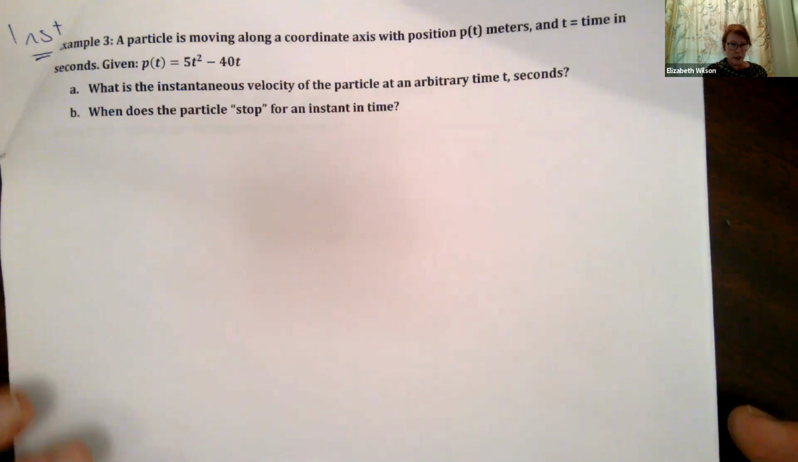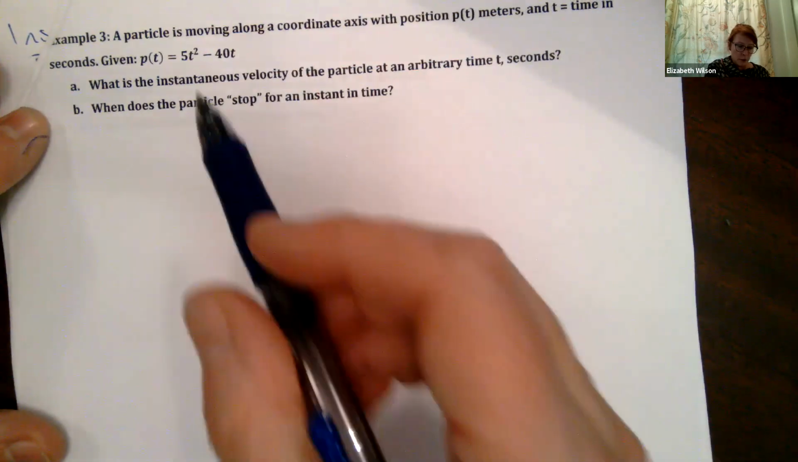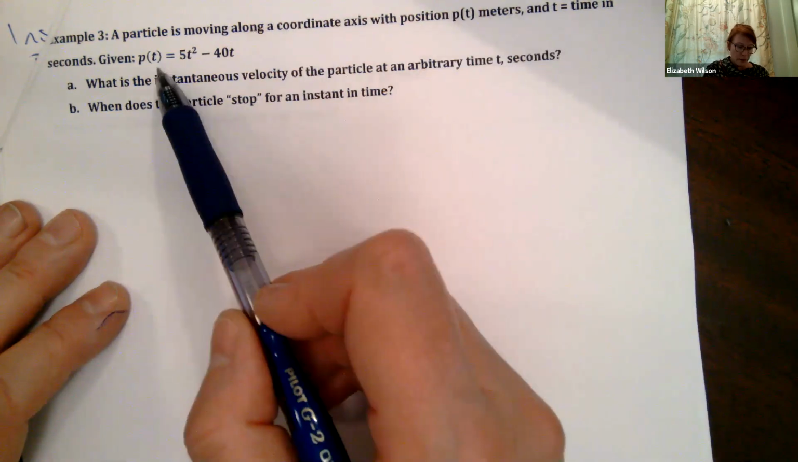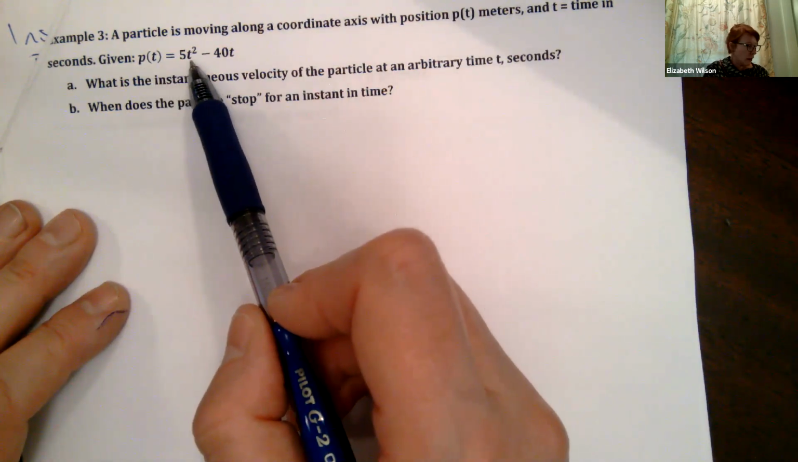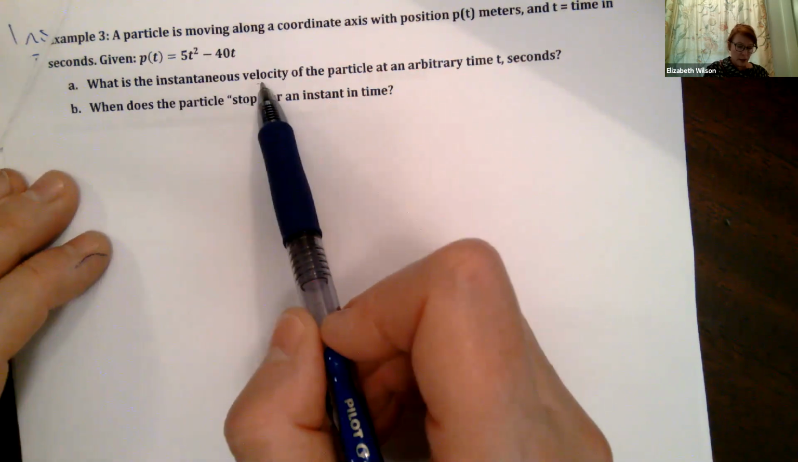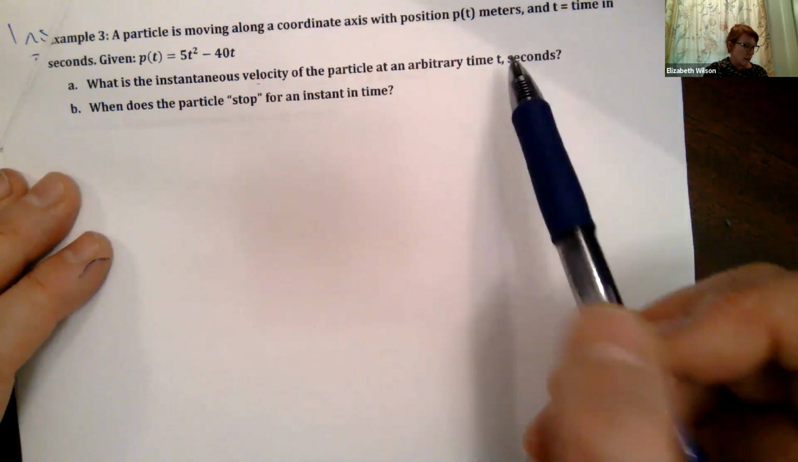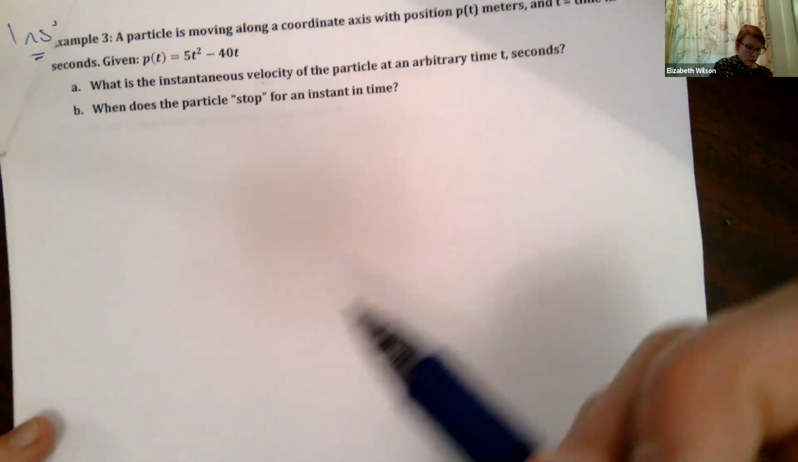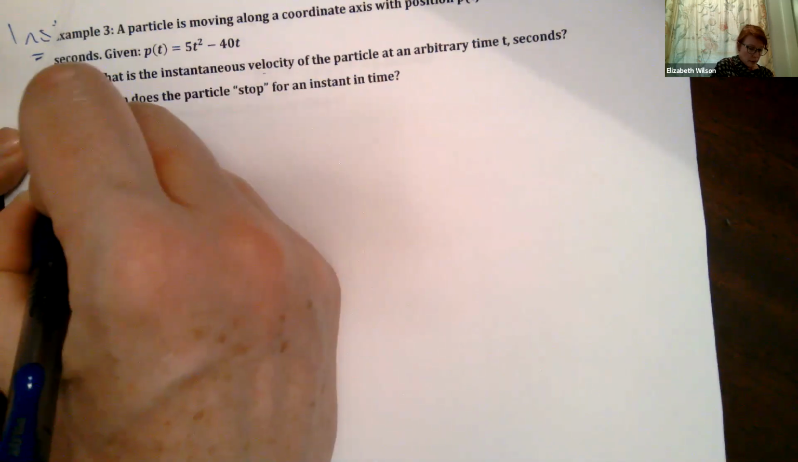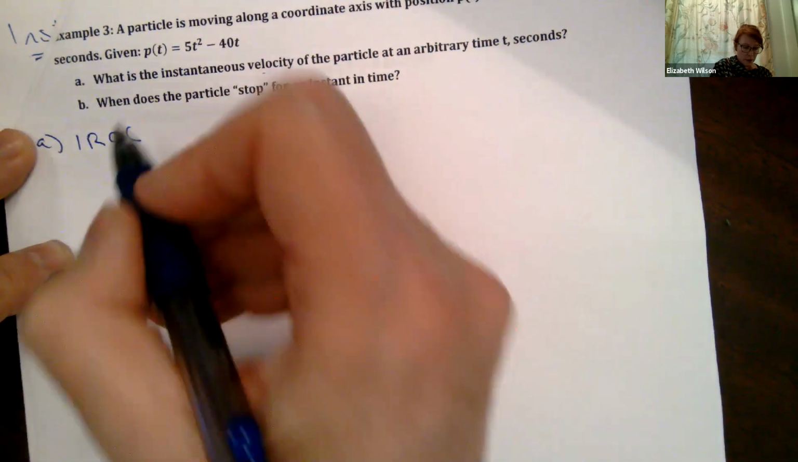Example 3. A particle is moving along an axis, position p in meters, time t. P of t equals 5t squared minus 40t. Part A says, what's the instantaneous velocity of the particle at any arbitrary time t in seconds? So we're looking at the IROC of the position.